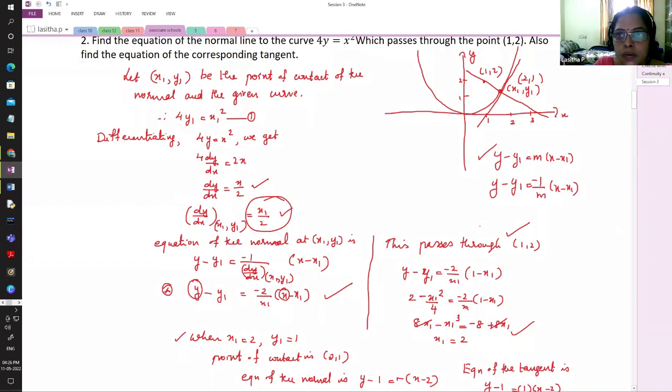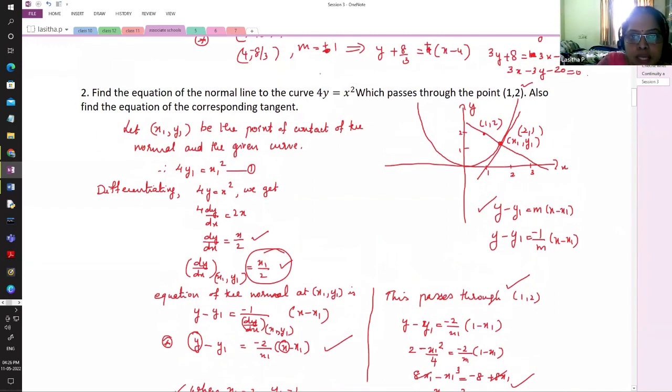No, that 1 comma 2, when we substitute that in this one, 4 into 2 is equal to 1 square. So it doesn't satisfy the given equation. But I'm telling that they should substitute in the equation of the curve and see whether the given point is a point on the curve or not. Here, the given point is not a point on the curve.